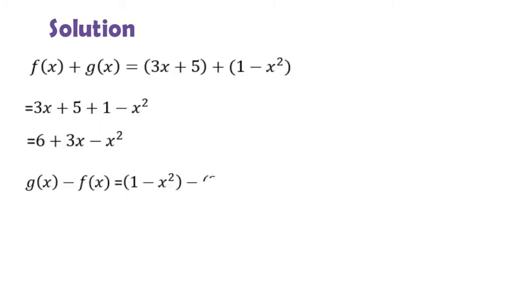Whereas g of x minus f of x will give us the value of g of x minus the value of f of x, which is 1 minus x squared minus (3x plus 5). This will give us 1 minus x squared minus 3x minus 5, which will give us minus 4 minus 3x minus x squared.